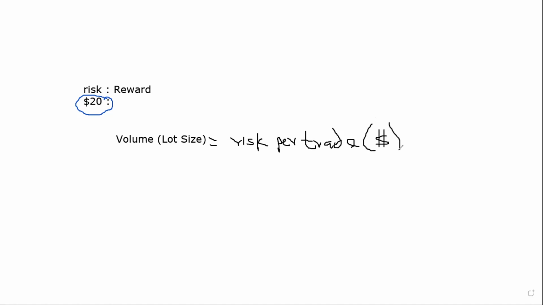This is your risk per trade in dollars, all divided by your risk on that trade, I mean in points. Don't forget it's in points.